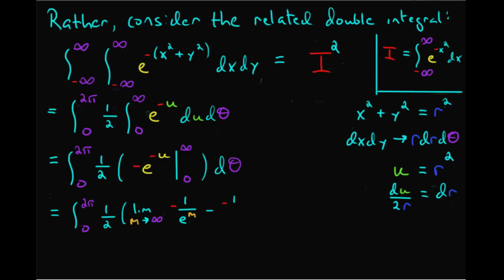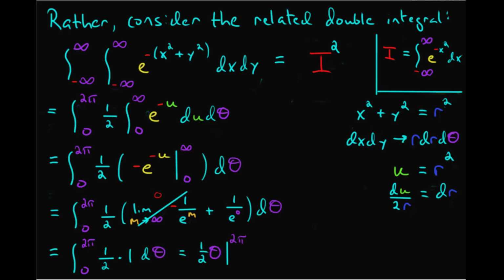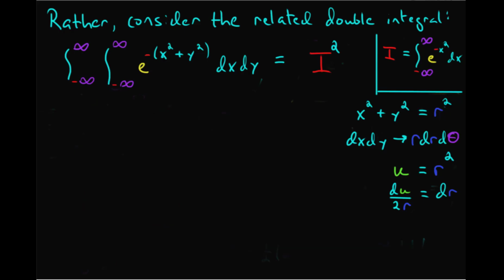Now, the limit as m approaches infinity of negative 1 over e to the m goes to 0, and then that double negative there becomes a positive, so it becomes plus 1 over e to the 0, or just plus 1. And so we get 0 plus 1 in parentheses there, and this equals the integral from 0 to 2 pi of 1/2 times 1 d theta. So this integral equals 1/2 times theta from 0 to 2 pi, which equals 1/2 times 2 pi minus 0, which just equals pi. And so by converting to polar coordinates, we found that the double integral actually equals pi.